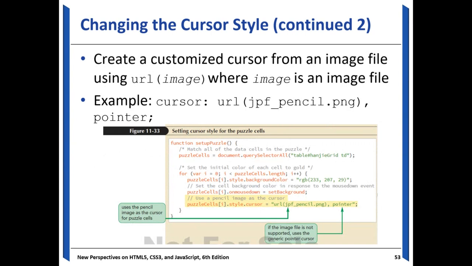You can use a customized cursor from an image file by using url(image), where in this case image is going to be the image file. So we'll see the example here. The URL is set to jpf_pencil.png. Now, you see the second one in this is set to pointer. This is what will be displayed if the use of the image file is not supported.